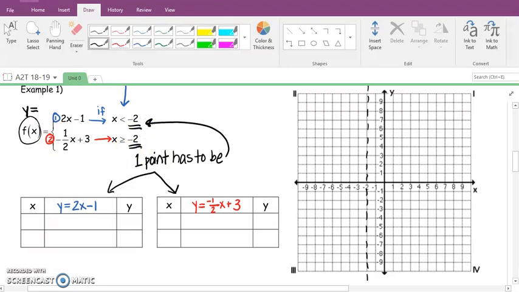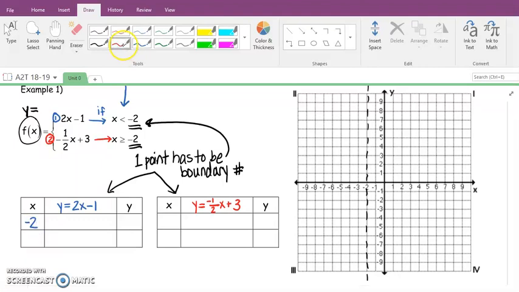The number that they use as your boundary. So you could think of it as the boundary number. One point has to be the boundary number. So for both of these graphs, the first x value that I'm going to choose is negative 2. For both of them. Now you might be thinking, but this one can't equal negative 2, it has to be less than negative 2. And you're right, but we still need to use negative 2 as our jumping off point. So both of these tables will have negative 2.